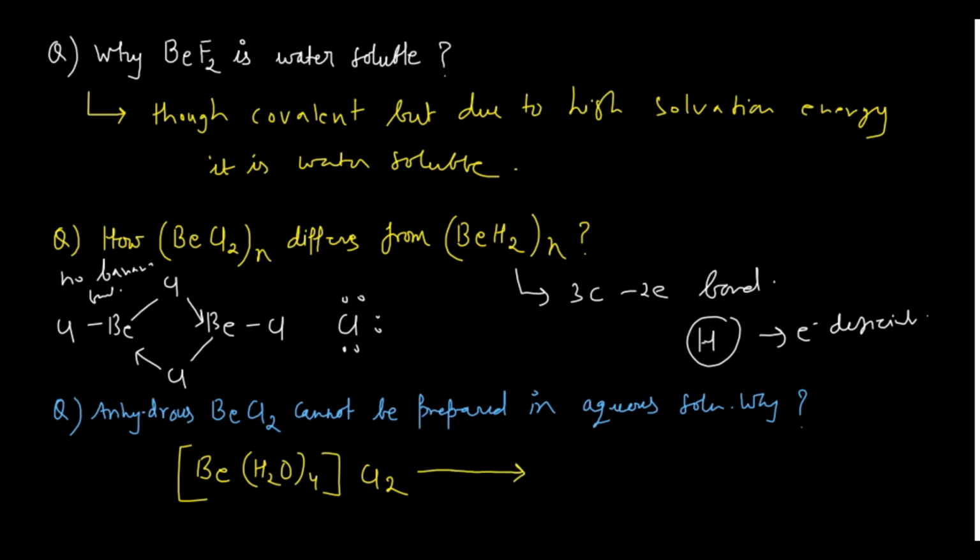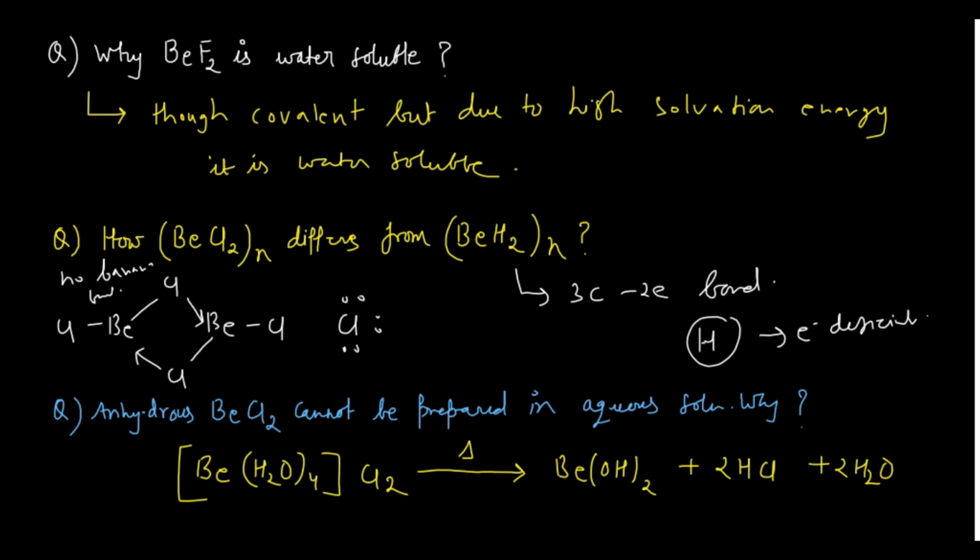Say for example, if I heat this particular complex of beryllium, it will result in beryllium hydroxide, and 2 of HCl will be removed from here, along with the water. So you are not getting your beryllium chloride. So it is not possible in aqueous solution, while this is possible in the case of the other alkaline earth metals, but in the case of beryllium chloride or beryllium halide, it is not possible.